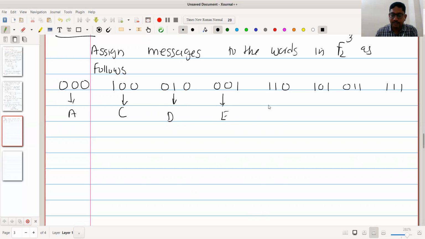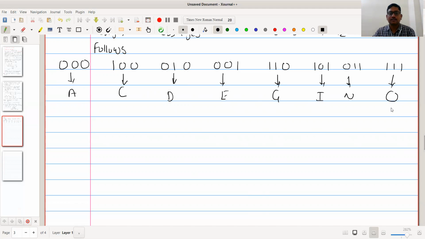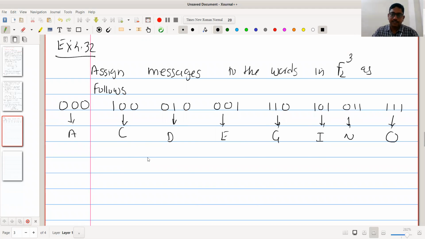E is assigned to this. G is assigned to this. I is assigned to this. N is assigned to this, and last, O is assigned to this. So in total, 8 words: A, C, D, E, G, I, N, O. These 8 words are assigned.